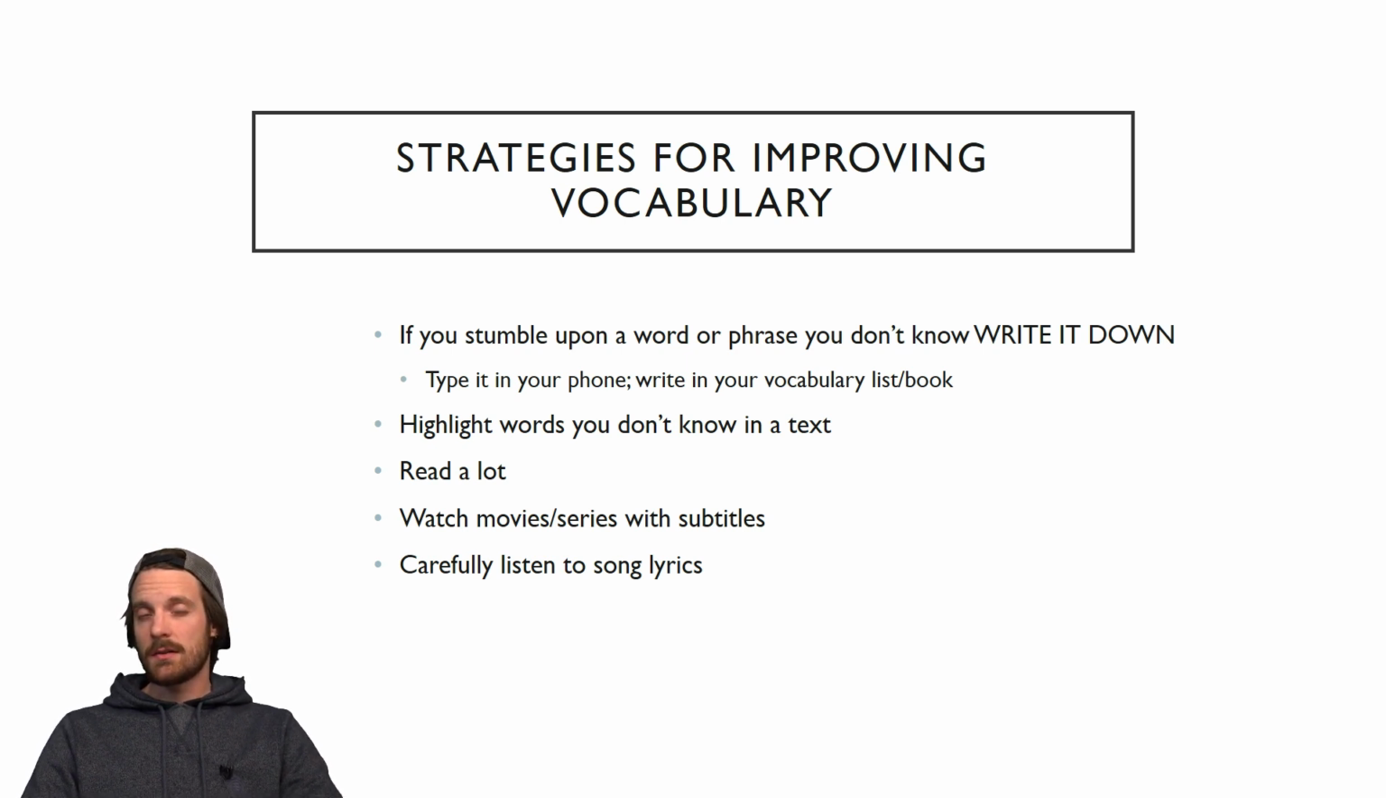Highlight the words in a text. So if you're reading an article, for example, you don't know the word, and you can't guess it with context clues or so on, highlight it, translate it, maybe find a synonym, an English synonym that helps you get to know and remember the word.